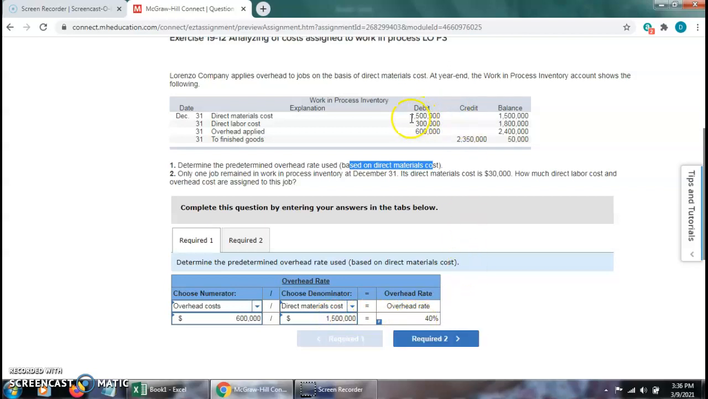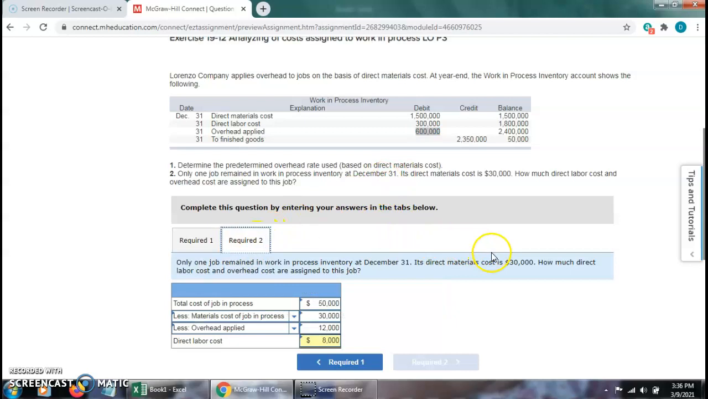So basically what you're trying to think of here is what percentage rate times 1.5 million gives us 600,000. Repeat that again: what percentage rate times 1.5 million gives us 600,000? That's what you're trying to back into. So you can just algebraically take the overhead cost divided by the direct materials cost, and that gives you the overhead rate. Okay, and then we'll look at required 2 right over here.